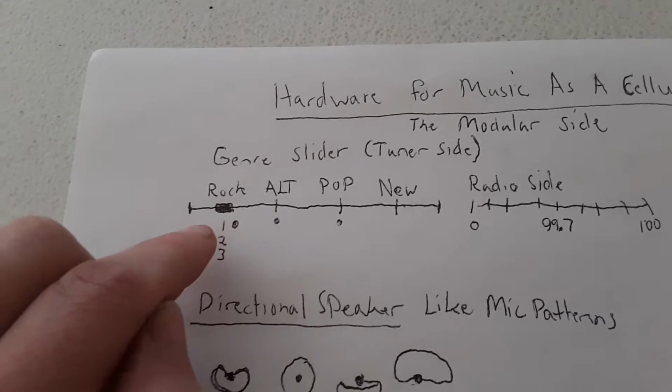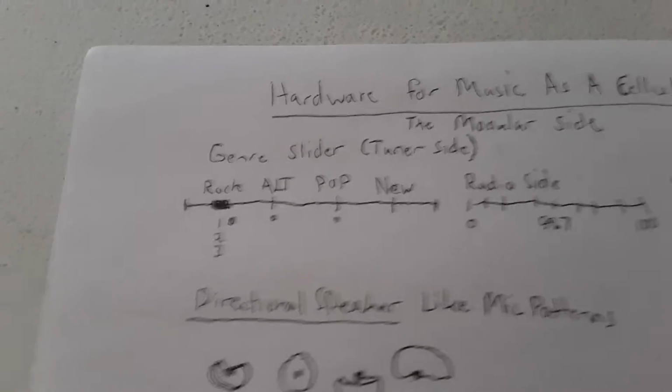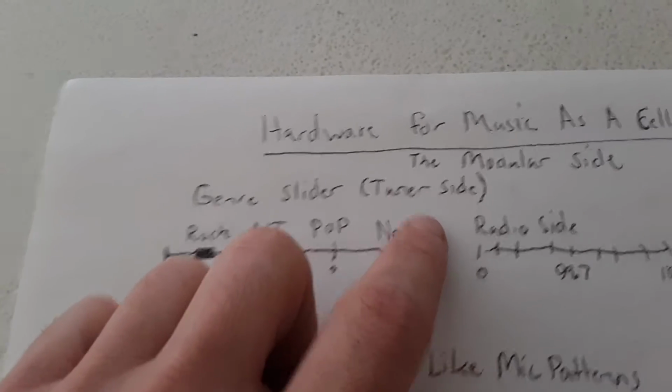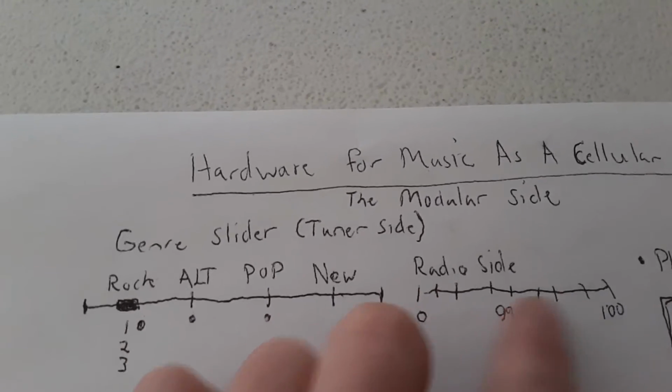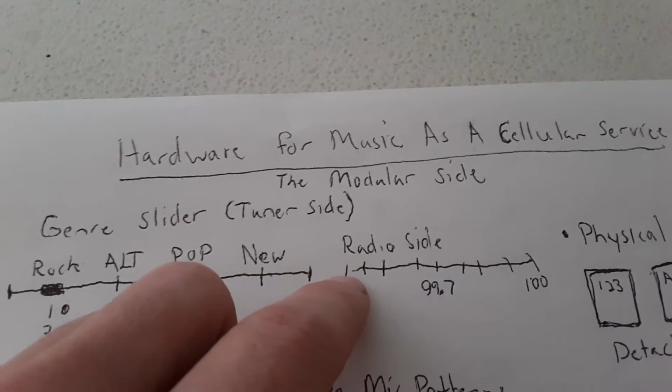And then you could press it again and you'd have rock 1, rock 2, rock 3, and so on and so forth. And of course you can have a regular radio side as well built into the hardware, and then the cellular system could provide the signal to support this, or just get it from the radio.